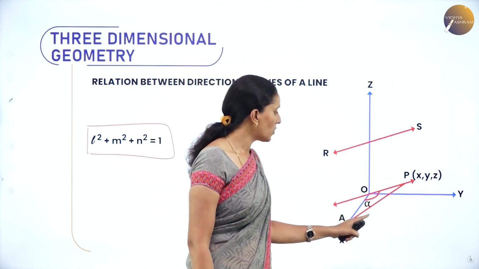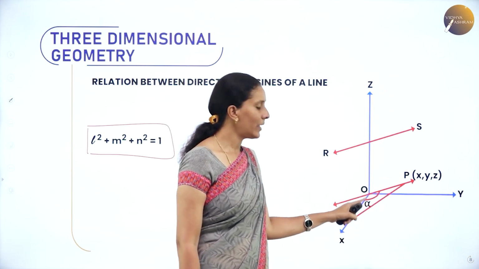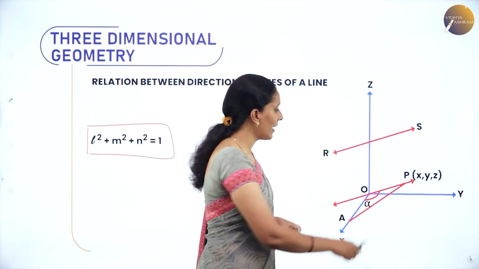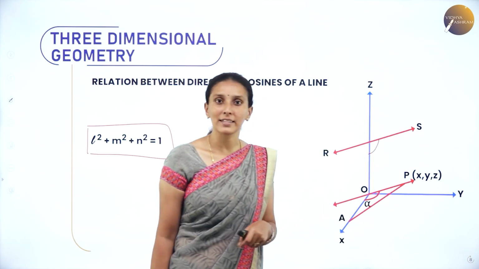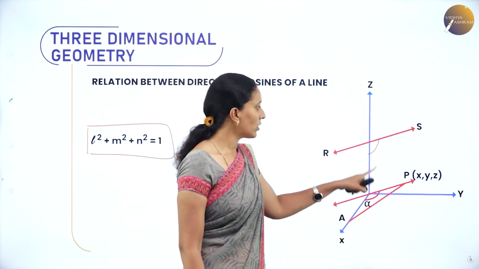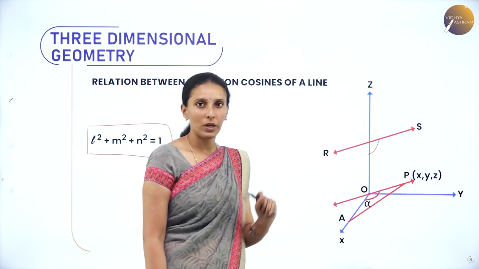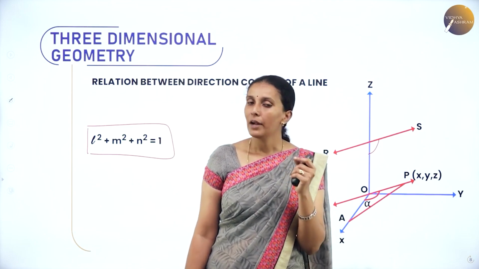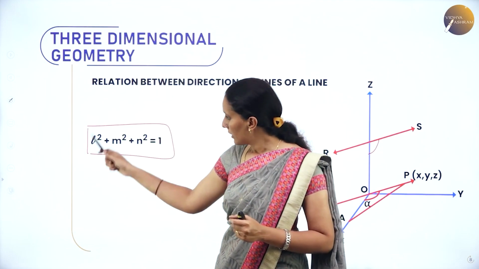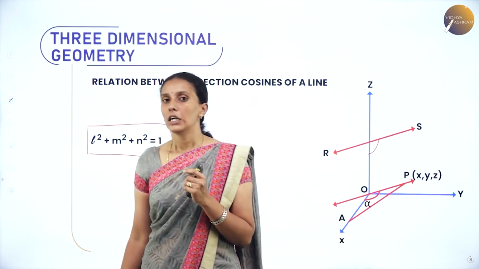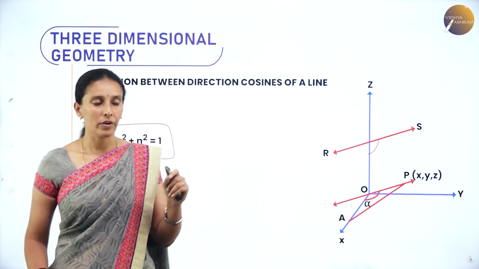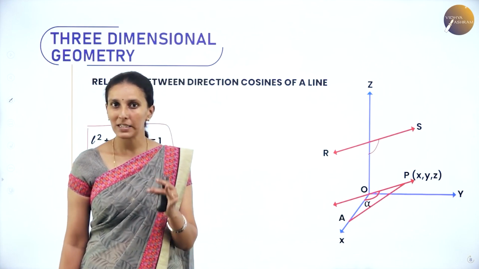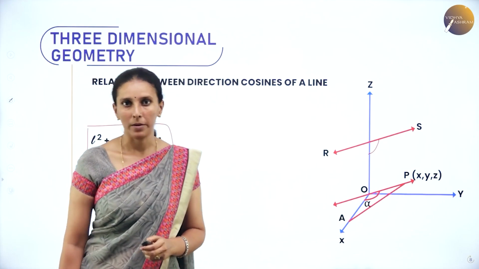What is the direction cosines of OP? It will be cos alpha. Since the two lines are parallel here, the angle created by them with respect to the x-axis will be same. So therefore the direction cosines of this line will be cos alpha, which is L, and cos beta M and cos gamma N, and the relationship between the direction cosines is one and the same for any line which is parallel to this line. Thus it is L square plus M square plus N square is equal to 1.